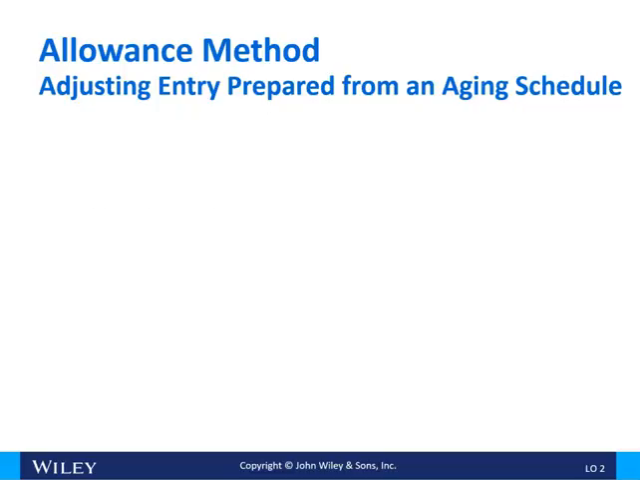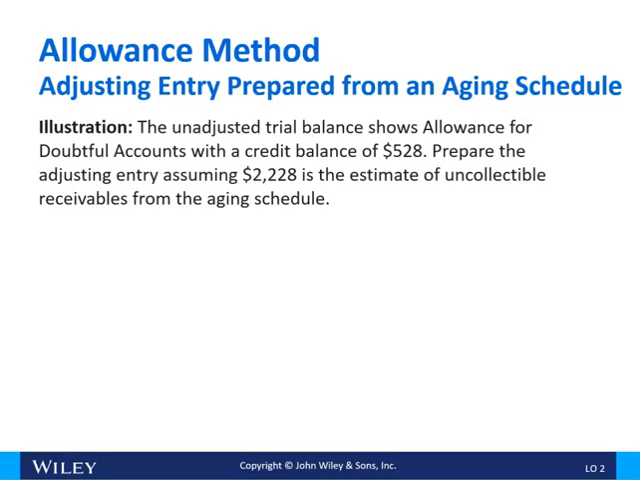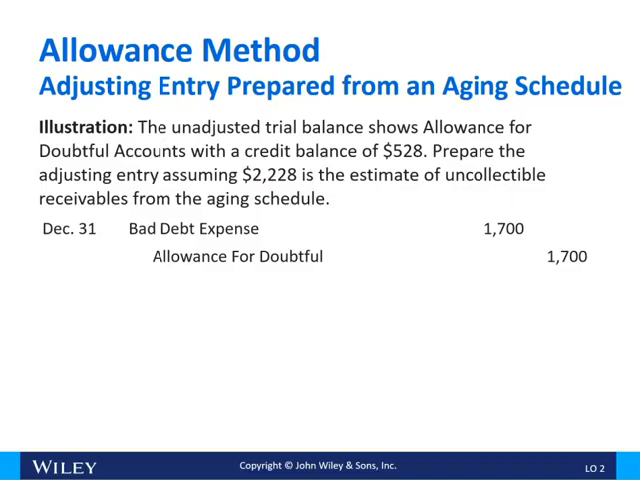So how do we do the adjusting entry? The unadjusted trial balance shows the allowance for doubtful accounts with a credit balance of $528. We did the calculation on the previous slide and it says that based on our current accounts receivable, we should have $2,228 in the allowance. We have 528 to begin with, so our adjusting entry is only the 1,700. Similar to what we saw in making adjusting entries in previous chapters.